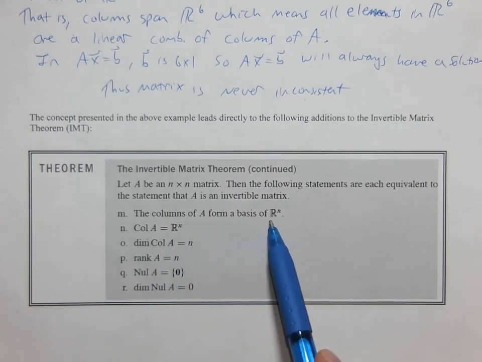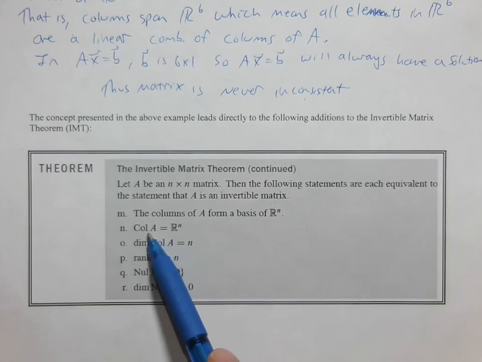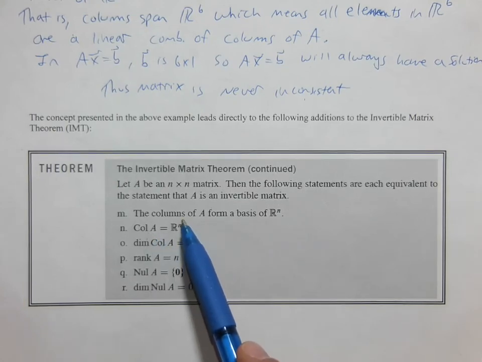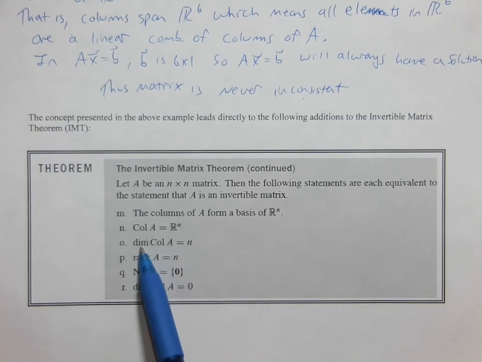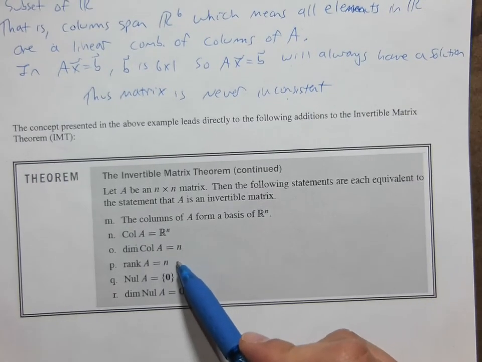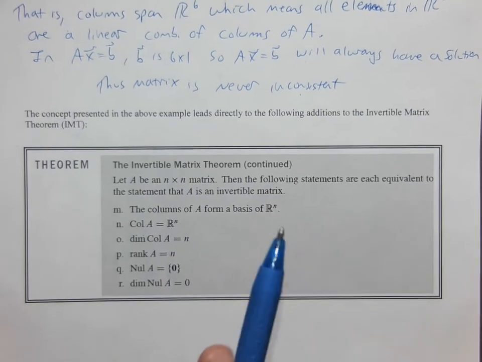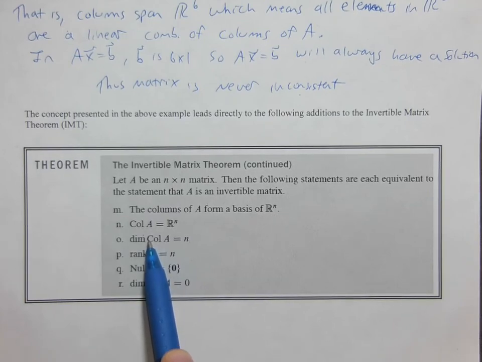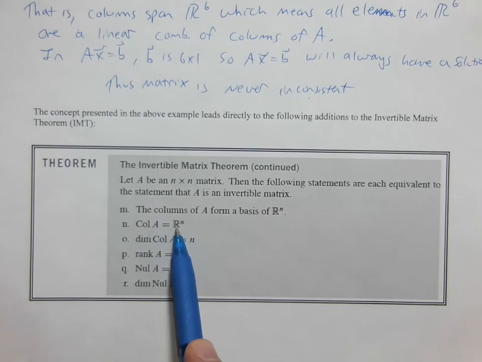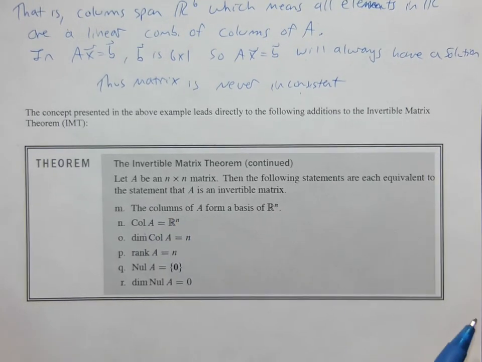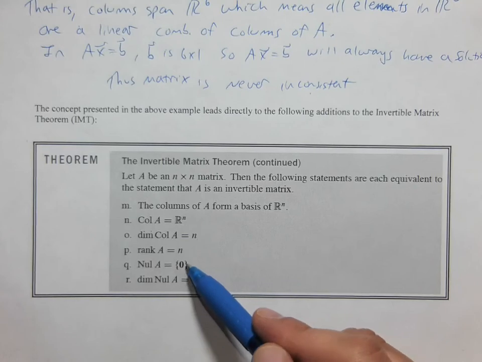The columns forming a basis for Rn, the column space being Rn, so those two things, M and N, are literally saying the same thing, and so is O, the dimension of the column space being n. So M, N, and O are just restating the same thing 3 times. Actually, P is another way of saying it too: M, N, O, and P are all the same. The rank is the same thing as the dimension of the column space. If they're both n, that means the column space spans Rn, which means you can form a basis for Rn.